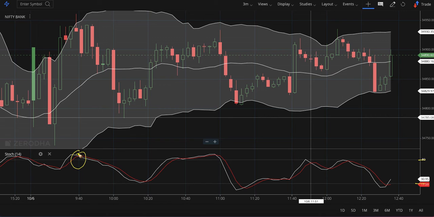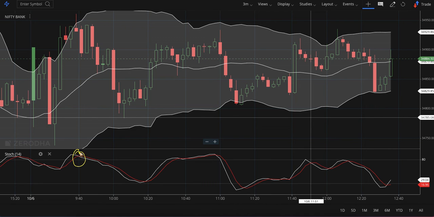And there must be a crossover, stochastic crossover. This is percent K line crossing below the percent D line, right? Red line is percent D, white line is percent K. So the faster stochastic, that is percent K, is crossing below the slower stochastic, that is percent D. So this crossover you must observe in the overbought area, and this must be confirmed by the candlestick pattern.